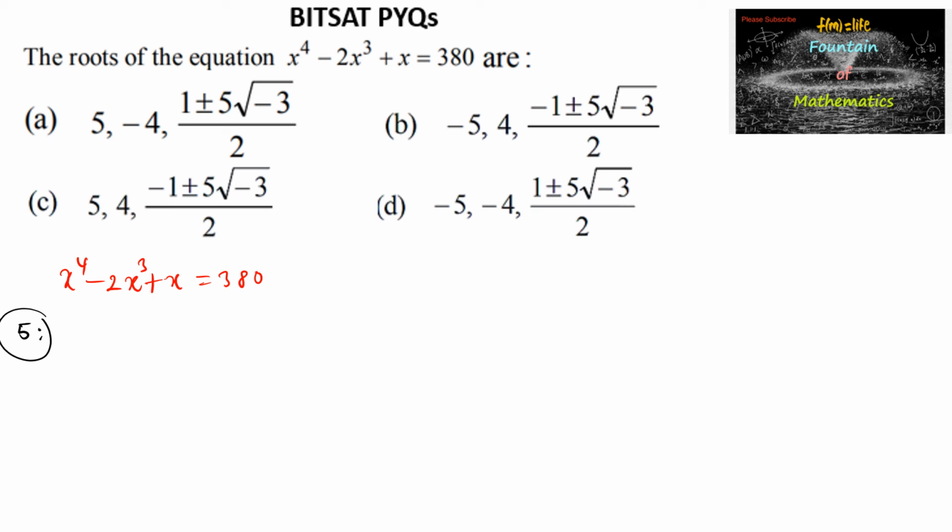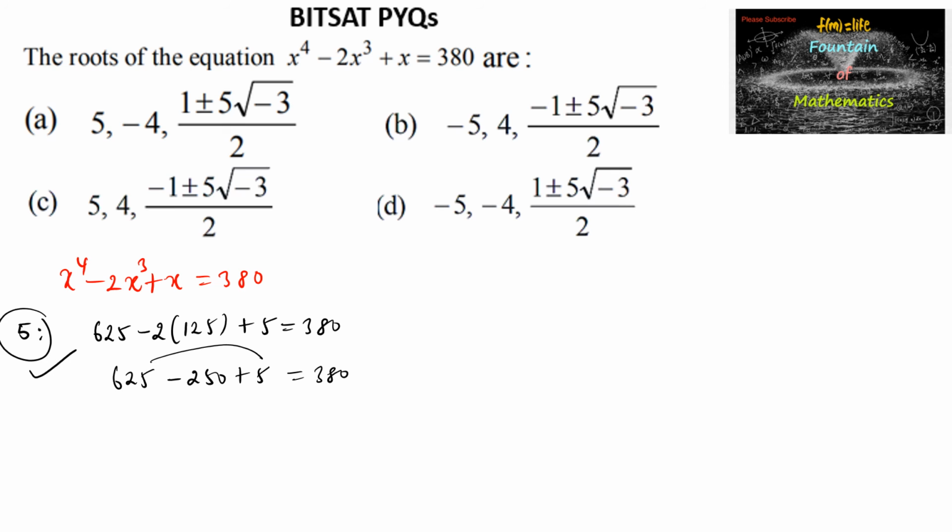So 5 power 4 is 625, minus 2 times 5 cube, which is 125, plus 5 is equal to 380. So that is 625 minus 250 plus 5. 625 plus 5 is 630, and 630 minus 250 is 380. So we can say that x is equal to 5 is a root.